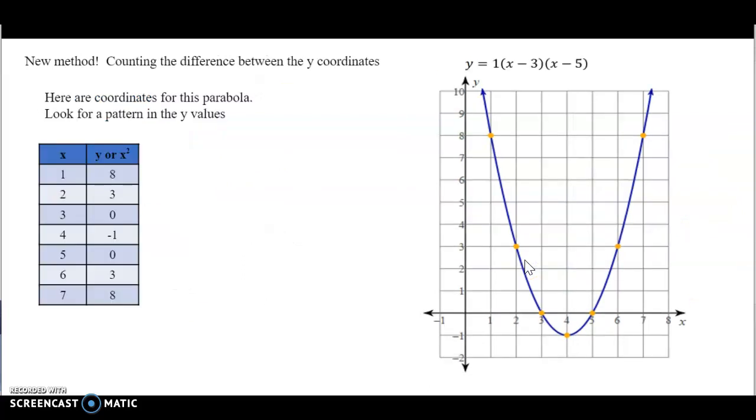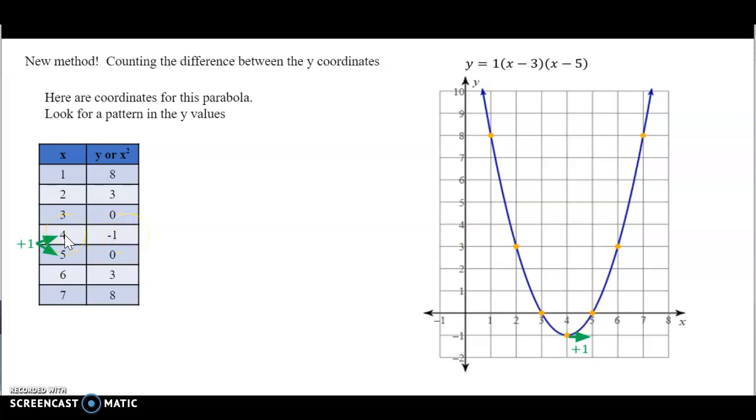Okay, now I'm going to show you yet another method that's going to make this even easier. If you look at this table of data here, you can see how x is changing. (4, -1) is my vertex. How do I know? I match up the y values. The only one that is alone is this one. (4, -1) is my vertex.